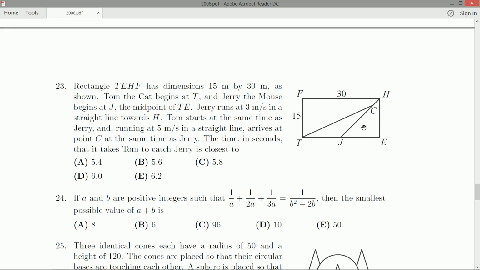Interesting. The time in seconds that it takes Tom to catch Jerry, so the time it takes for them to both meet at C, is closest to... Alrighty. What are we to do?